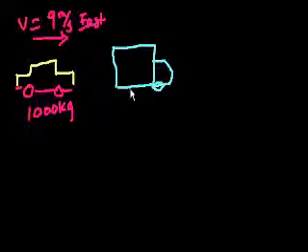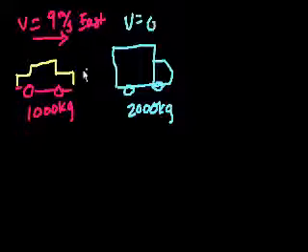Here's my truck. And this is a 2,000 kilogram truck. And it's stationary, so the velocity is 0. And when the car hits the truck, let's just say that it somehow gets stuck in the truck and they just both keep moving together. So they get stuck together. So the question is, what is the resulting speed of the combination truck and car after the collision?